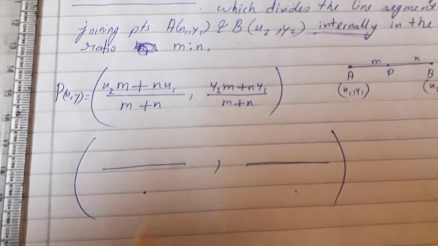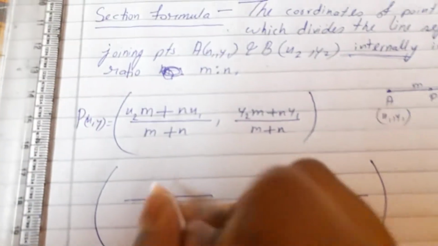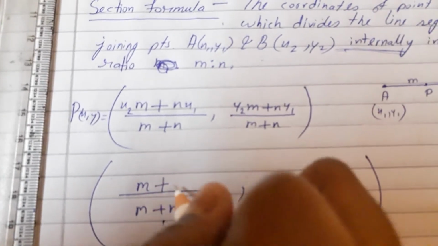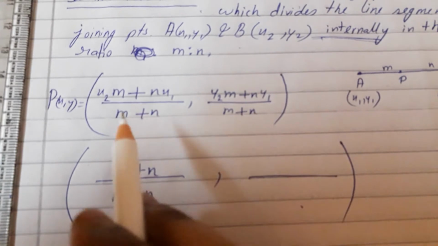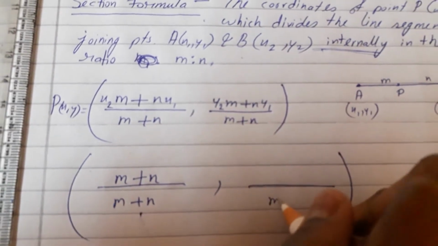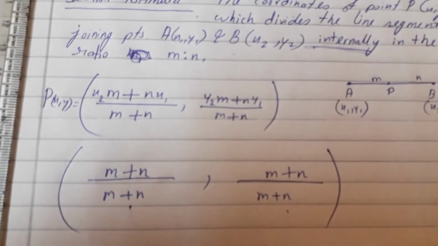Suppose this is the x coordinate and this is the y. In the numerator you have to write the sum of the ratios, and similarly in the denominator also you have to write the sum of the ratios. Similarly for the y coordinate, in the numerator you write m plus n, and in the denominator you write m plus n. This is the first step.